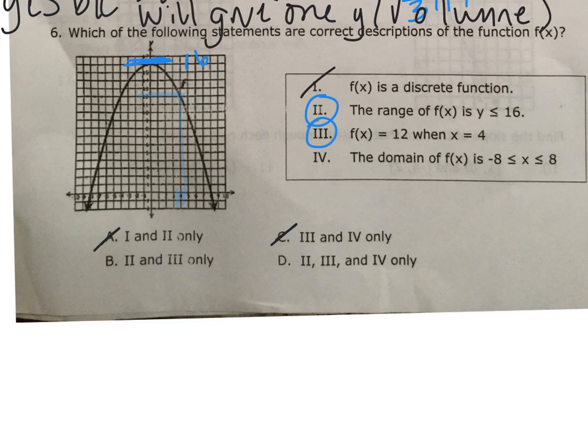The domain of f of x is x less than or equal to -8. X is greater than or equal to -8, less than or equal to 8. So if I look at my graph, I do see that it goes through the x-axis at 8 and -8, but it has arrows. Those arrows mean the domain is all real numbers. So that's not true. So that kicks out D, and the right answer is B.